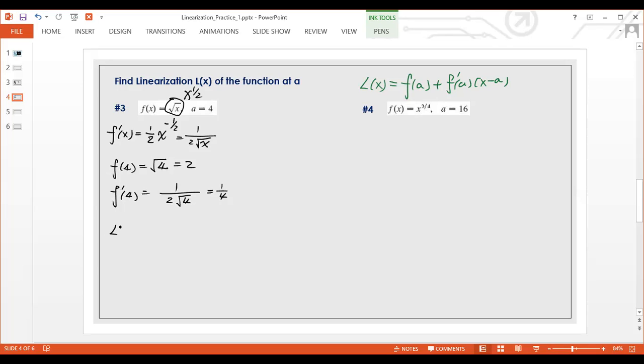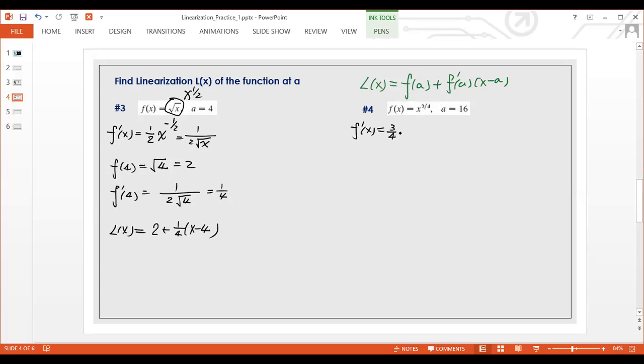Okay, so now let's write our linear approximation. L(x) is equal to 2 plus 1/4 times (x minus 4). Like I mentioned, it's very, very mechanical, so you should be very good at that. Okay, so now, first let's take a look at the derivative.